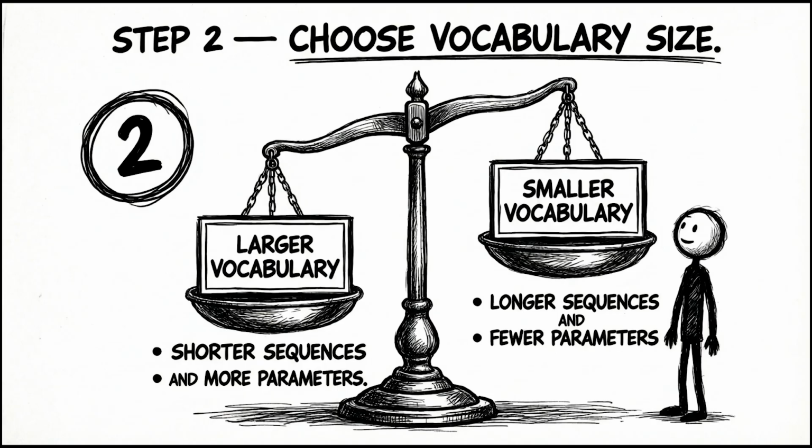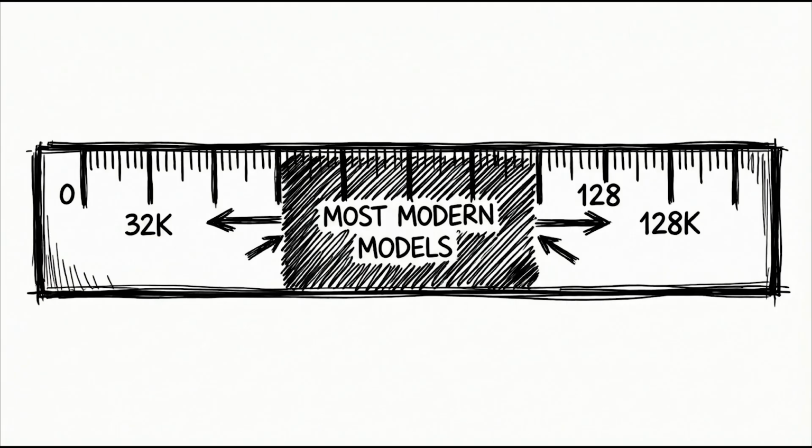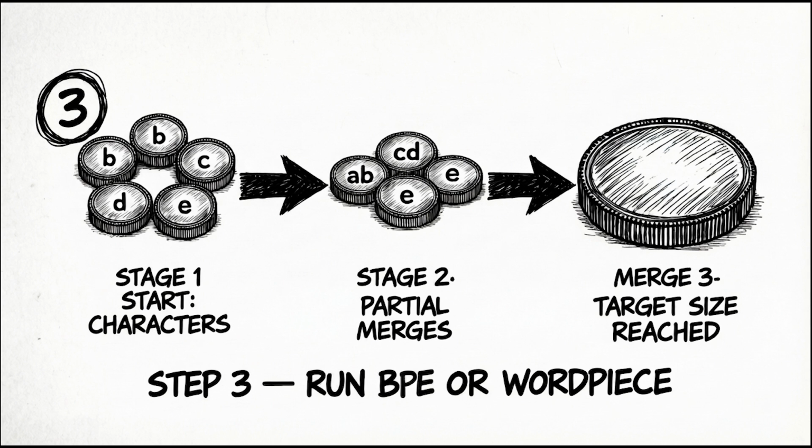This is a deliberate trade-off. Large vocabularies produce shorter sequences but require more parameters. Smaller vocabularies are more efficient but produce longer sequences. Most modern models land somewhere between 32,000 and 120,000 tokens. Step 3. Run the merging algorithm.